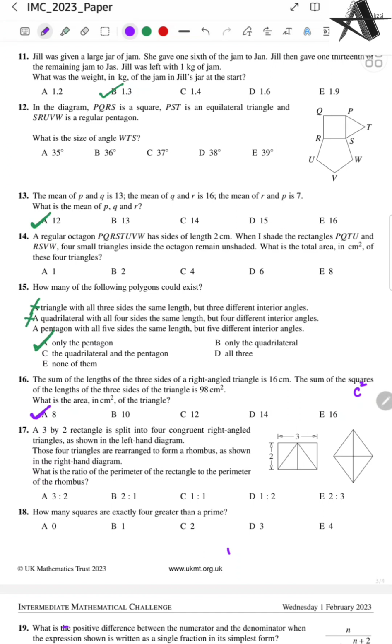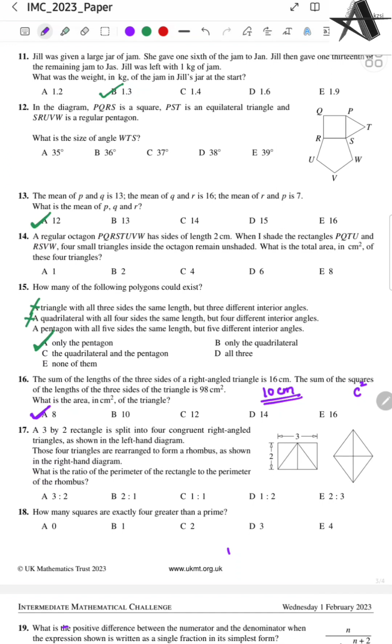This is a 3 by 2 rectangle. That means obviously the perimeter is what? 3 plus 2 plus 3 plus 2, which is 10. So 10 centimeters is the perimeter of this rectangle. It's very easy to calculate.